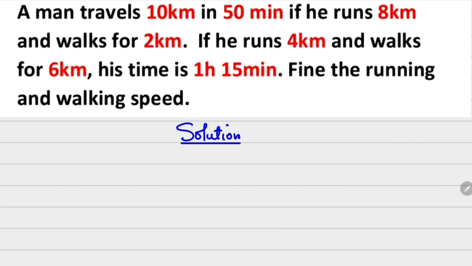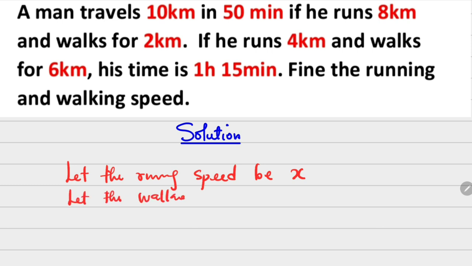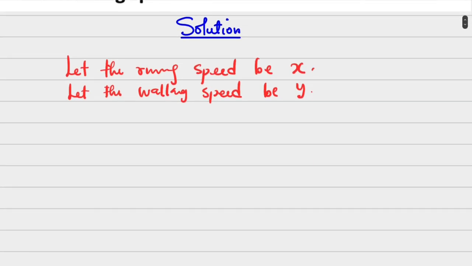Now, the first thing I will do, I will say let the running speed be X. Then let the walking speed be Y. Once I establish that, then I'll come to the questions. We have two cases. We have the first case, which is going to be case 1.